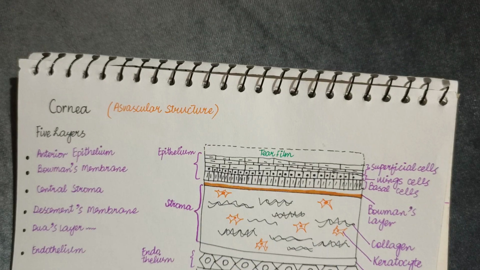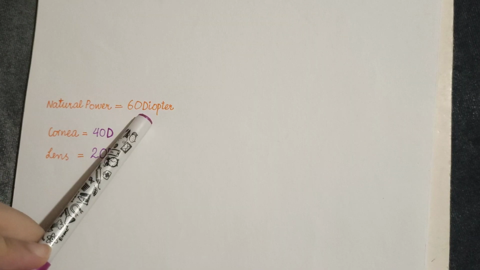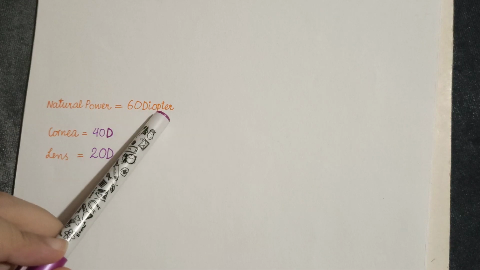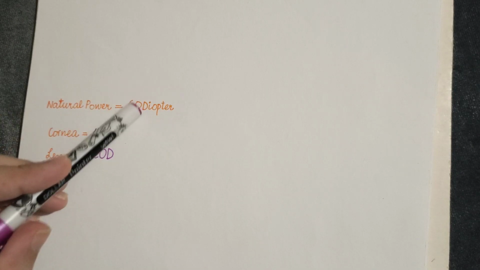Role of cornea in vision. You are going to be shocked when you know how important cornea is. Our eye has a total power of 60 diopters, which is approximately 58 to 60 diopters actually. And out of this natural power, cornea contributes 43 to 45 diopters, approximately 40 diopters, and lens contributes 15 to 20 diopters.